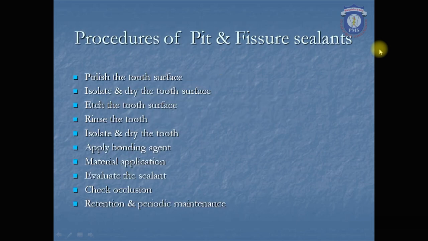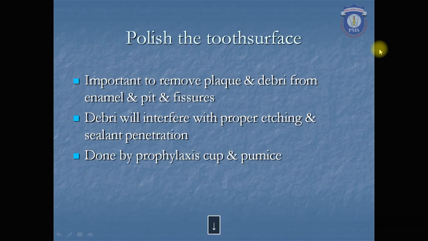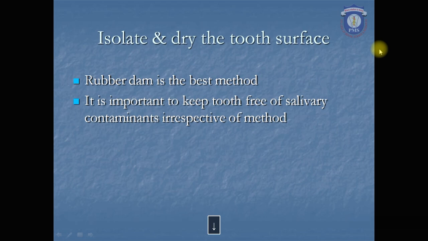Procedures include polishing the tooth surface, isolating and drying the tooth surface, etching the tooth surface, rinsing the tooth, isolating and drying the tooth, applying bonding agent, material application, evaluating the sealant, checking occlusion, retention and periodic examination. Coming to polishing the tooth surface, it is important to remove plaque and debris from enamel and pits and fissures. Debris will interfere with proper etching and sealant penetration. This is done by prophylaxis cup and pumice.